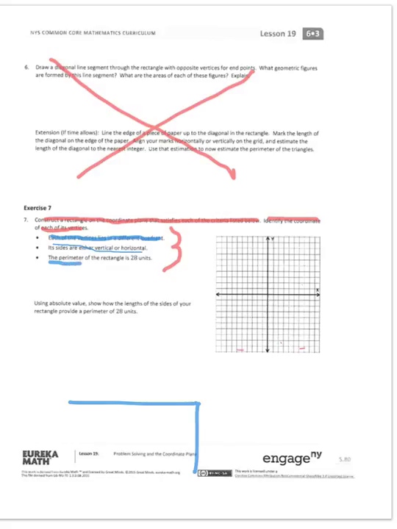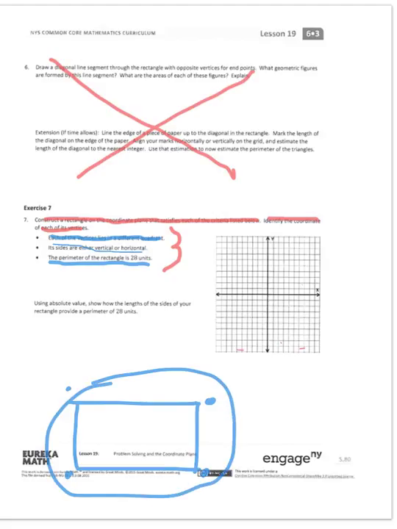The perimeter of the rectangle is 28 units. That means that when you draw your 4 points, here's 1 point, 1 point, 1 point, 1 point, when you add up all the sides, it has to equal 28 units.